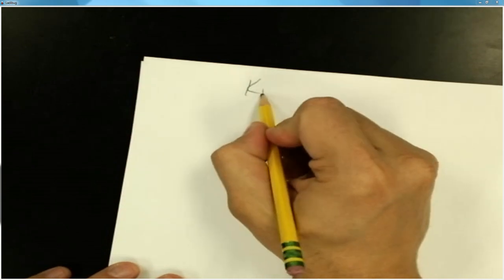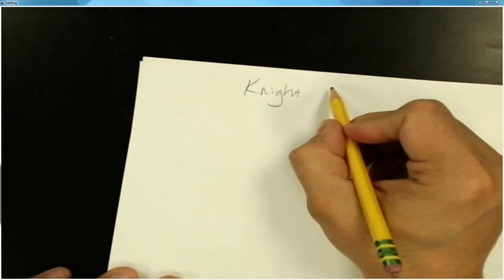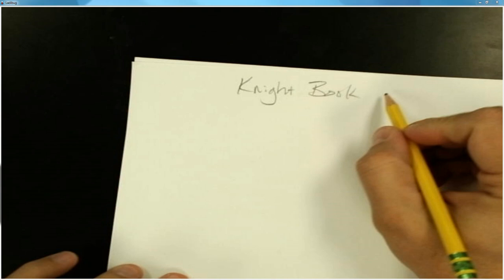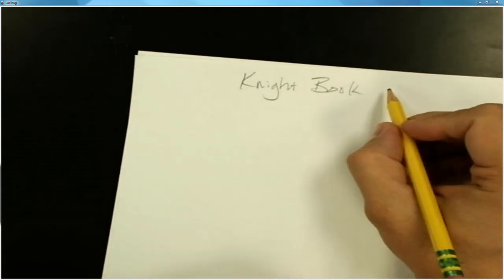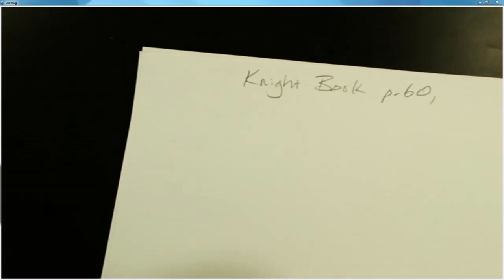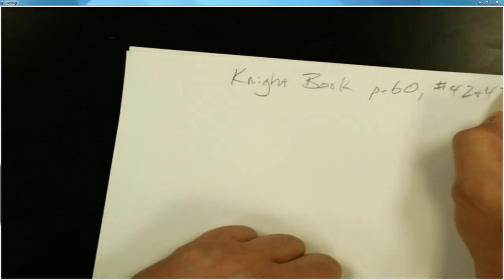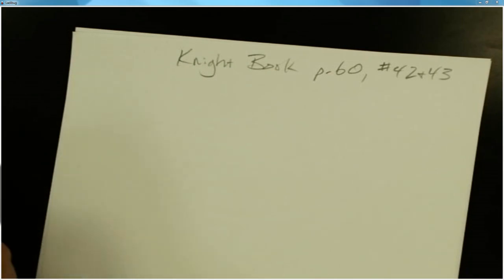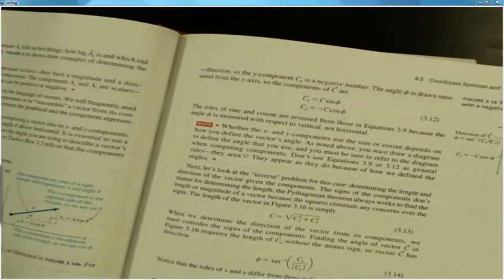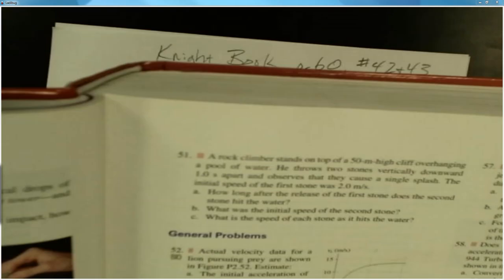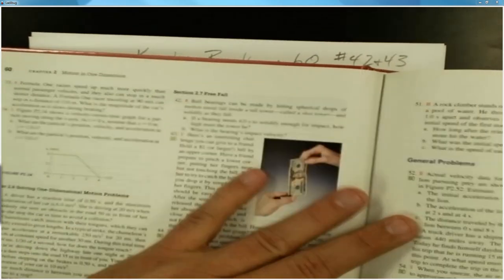So we are in the night book. And the problems that I gave you are on page 60, number 42 and 43. Number 42.